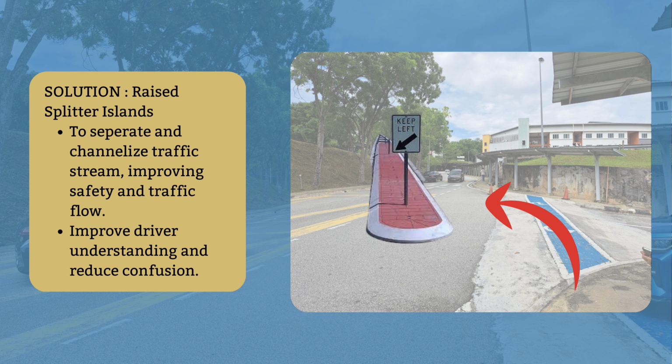Splitter islands are raised or painted traffic islands located on the approaches to intersections or pedestrian crossings. Their primary function is to separate and channelize traffic streams, improving safety and traffic flow by guiding vehicles into proper lanes and reducing conflict points. They physically separate opposing or turning traffic movements, reducing the likelihood of head-on or side-swipe collisions. By defining clear vehicle paths, splitter islands improve driver understanding and reduce confusion in complex or busy intersections.